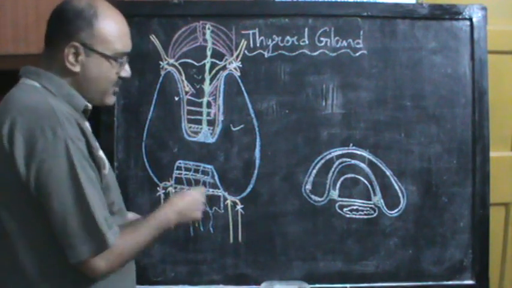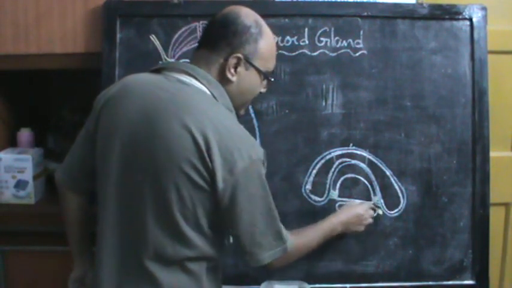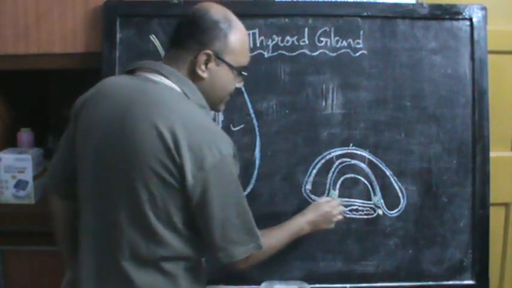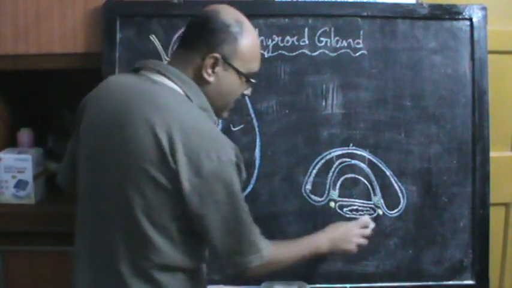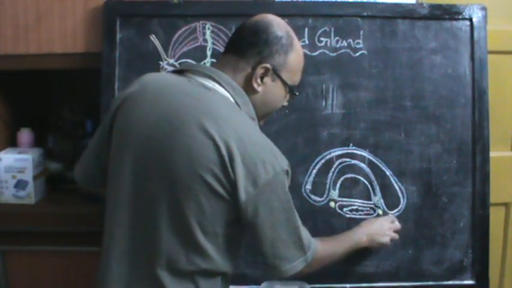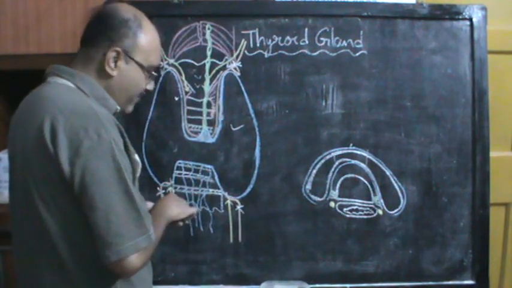And in the tracheoesophageal groove, somewhere here you have the recurrent laryngeal nerve, one over here, one over here. So these two are the recurrent laryngeal nerves, and because this is the posterior border of the thyroid, the parathyroid glands are most likely to be embedded over here.